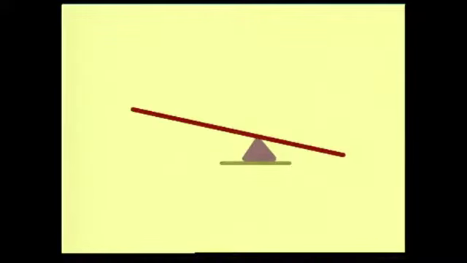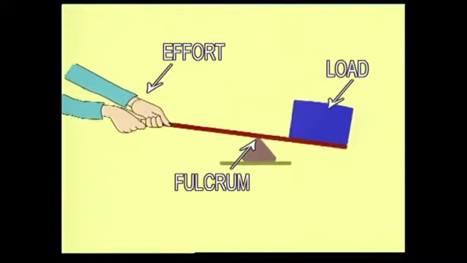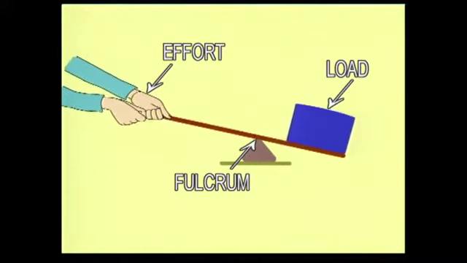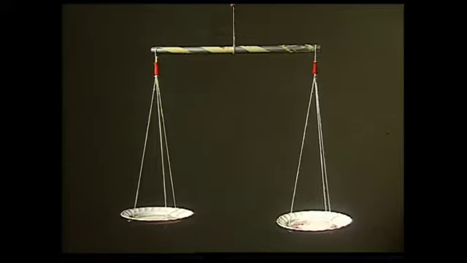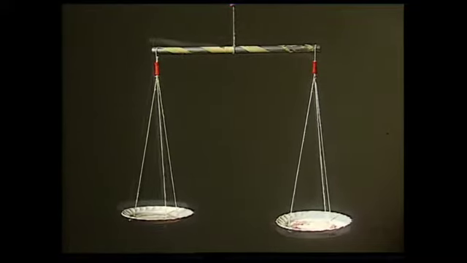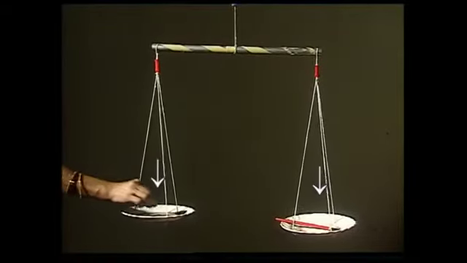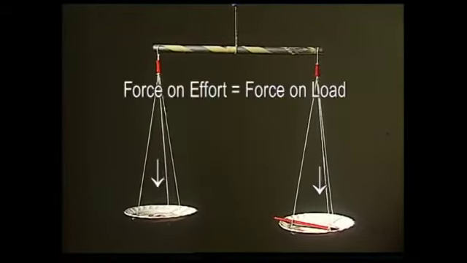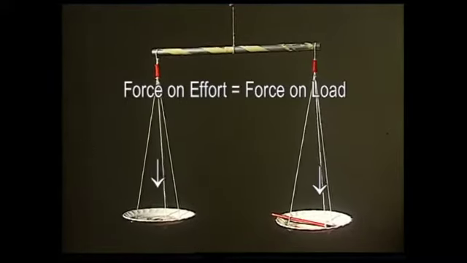We have seen that a lever is a rigid body which is pivoted about an axis called the fulcrum. An effort is applied at one point to move the load applied at some other point. Watch this balance. When the balance is balanced, the force acting on the weights is equal to the force acting on the object being weighed.